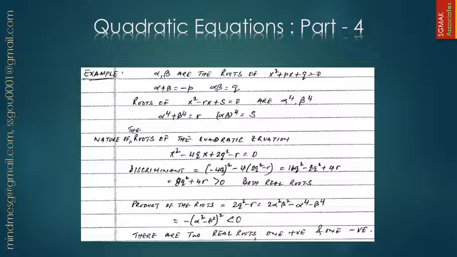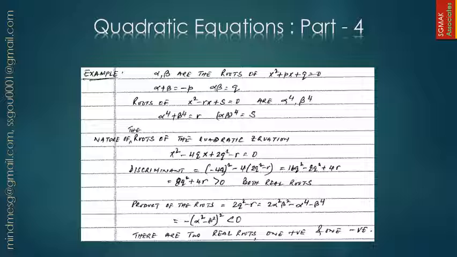If alpha and beta are the roots of the equation x squared plus px plus q equals 0, then alpha plus beta will be minus p and the product will be q. And the roots of x squared minus 4rx plus s equals 0 are alpha raised to the power 4 and beta raised to the power 4. So if that's the case, then the sum of the roots will be 4r and the product will be s.